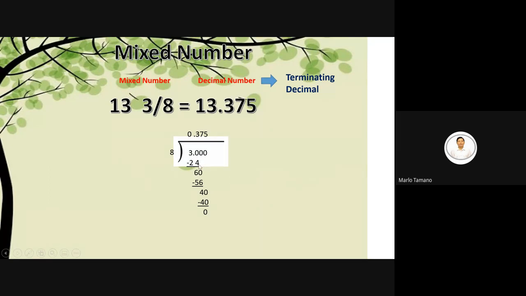Then, 0 minus 4 cannot, so borrow 1 from 3 to make it 10. Then the 3 becomes 2. Then 10 minus 4 is 6. Then 2 minus 2 is 0. So even if you don't write the 0 here, anyway, you have 6.